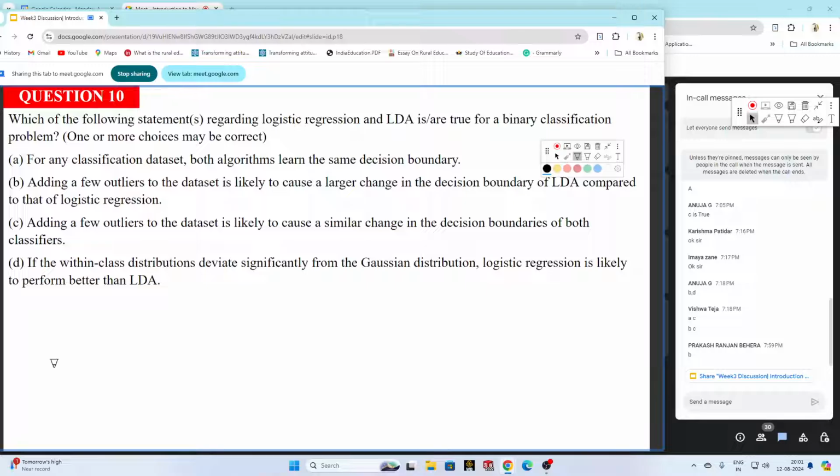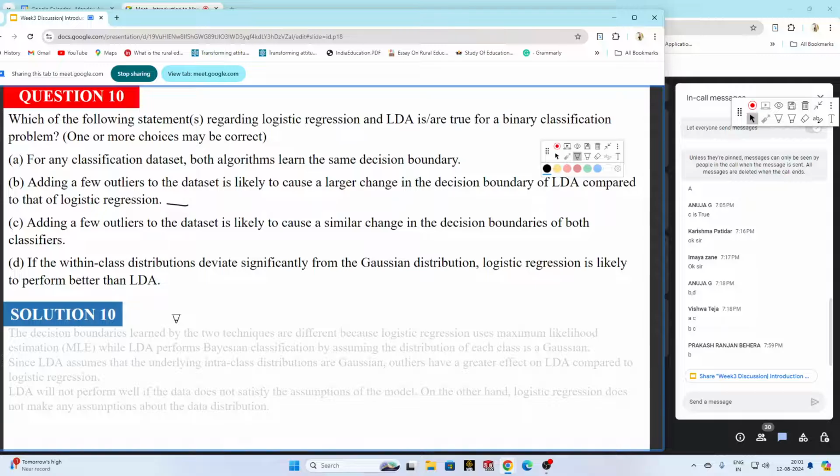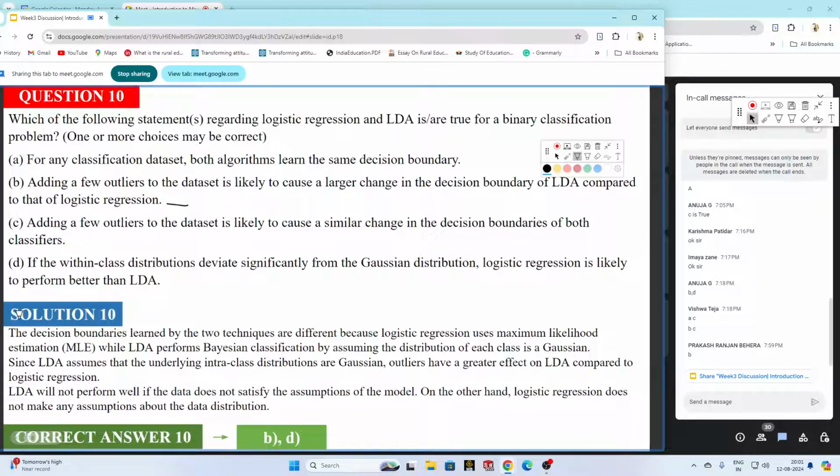Okay, someone is telling B. Okay, so the correct answer is B as well as D. Always remember that in Gaussian distribution, you say the error terms. Whenever we are doing error in logistic regression, we are taking out the maximum likelihood.